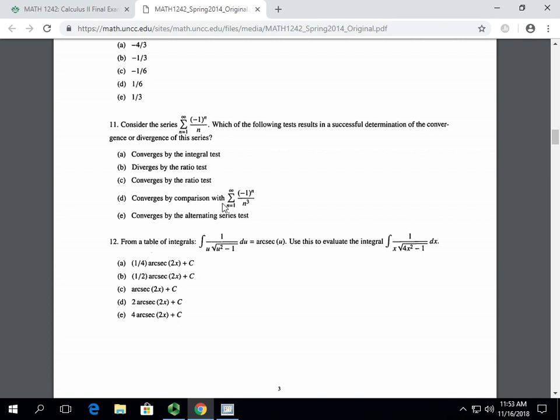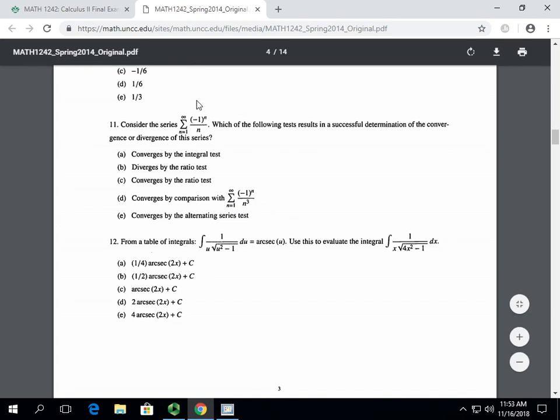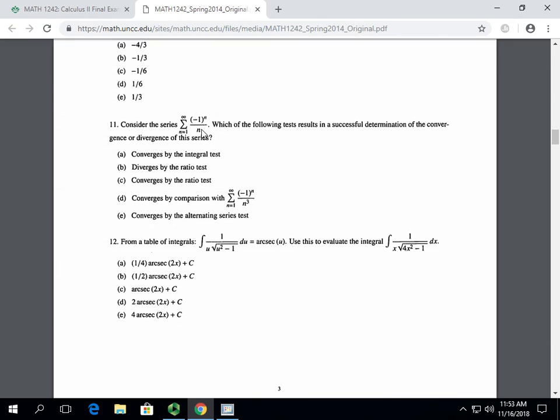All right. Would you compare this guy? Well, number one, you only do comparison tests with positive terms, and this one has negative 1 to the n, so no. So if I look at this legitimately, and they're talking about converging or diverging, what test am I going to use on it? It's an alternating series.